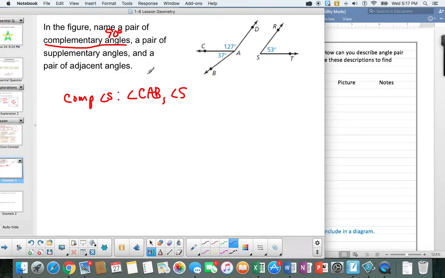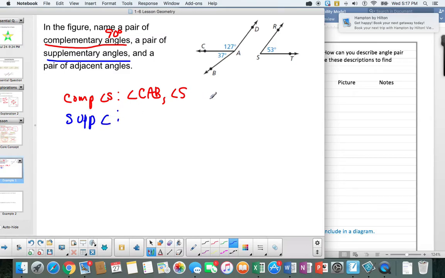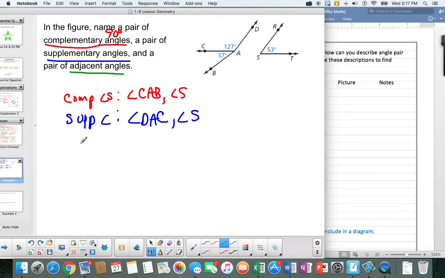Name a pair of supplementary angles. Okay, so supplementary angles will be two angles that add up to 180. So angle DAC and angle S again. Now we want to name a pair of adjacent angles. Adjacent angles, I should have put an S here. Adjacent angles share a common side and a vertex. So this would be angle DAC and angle CAB.